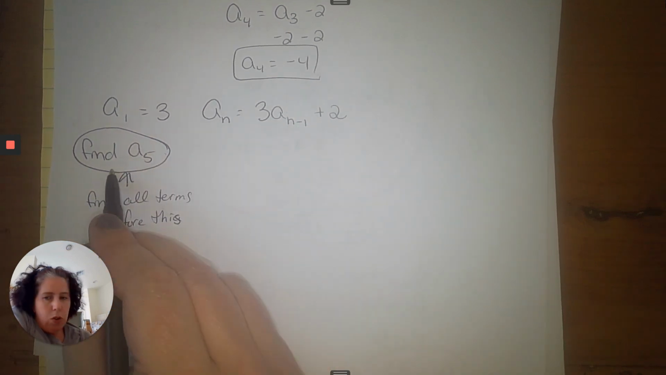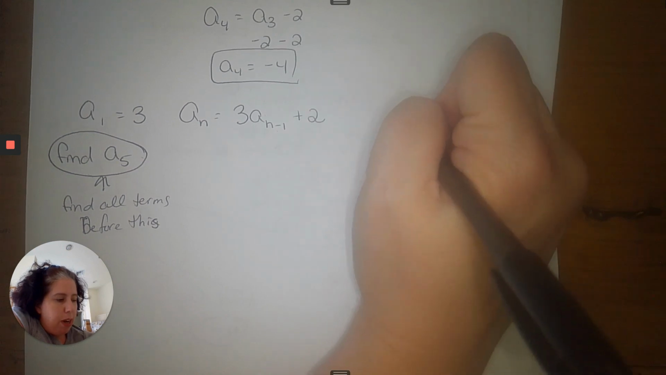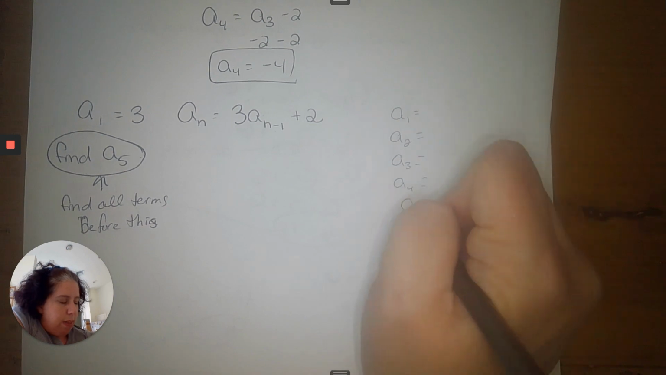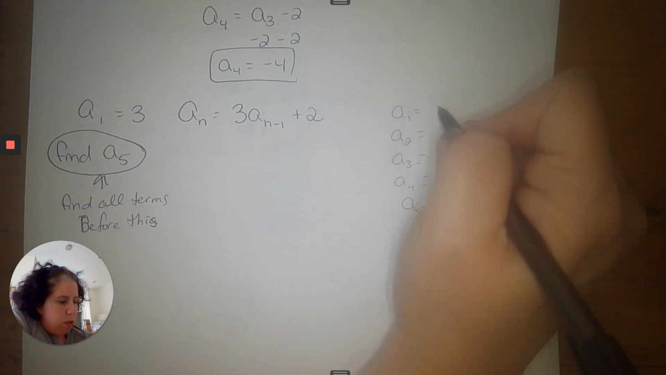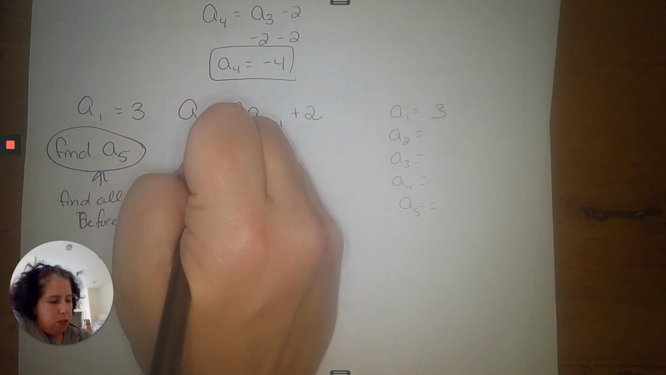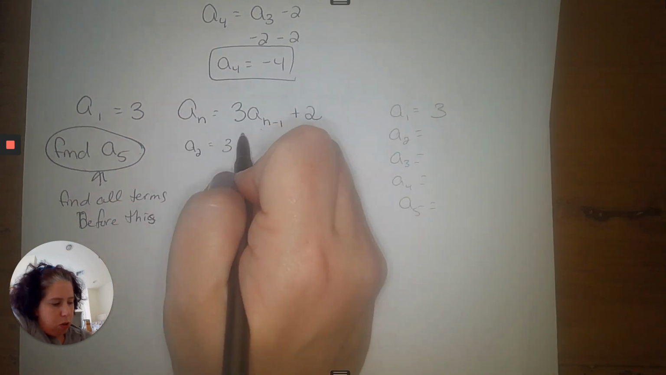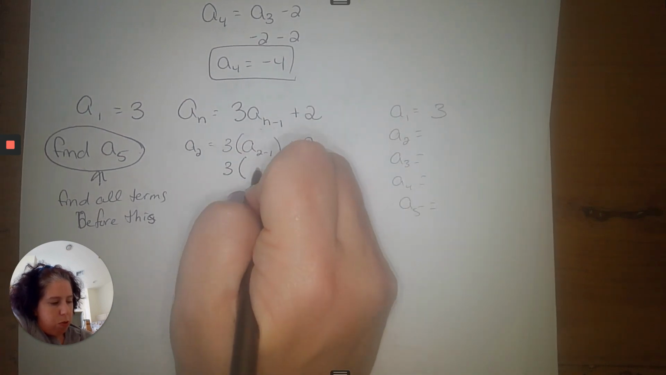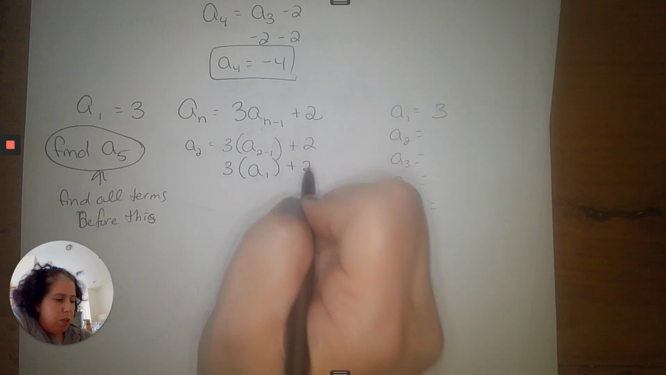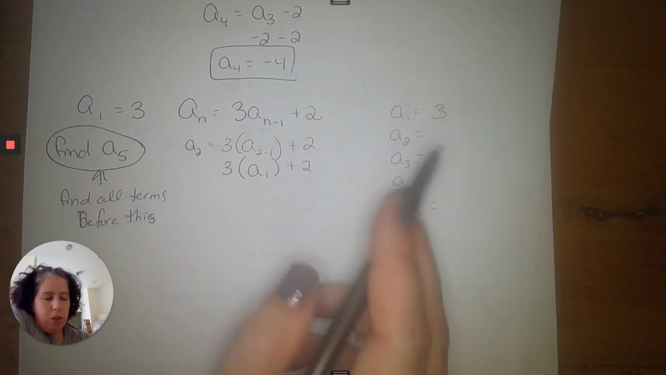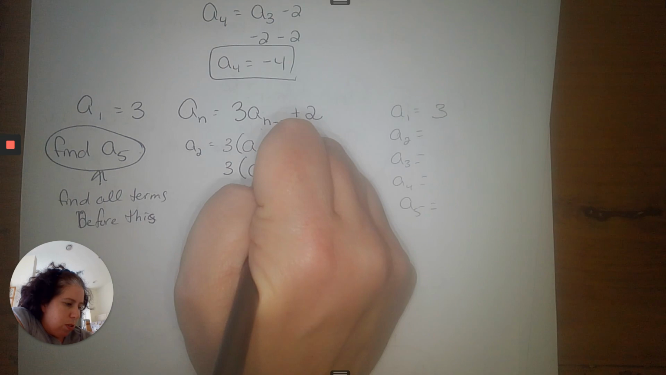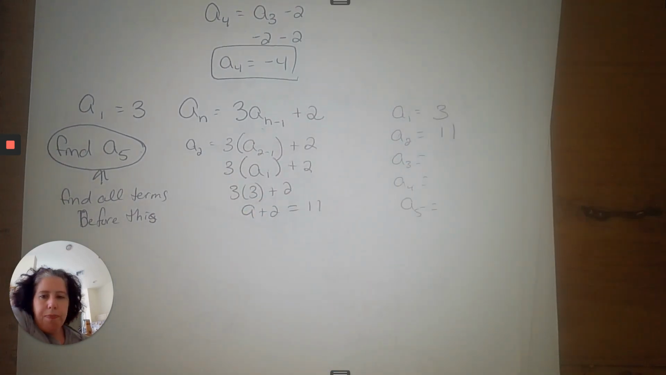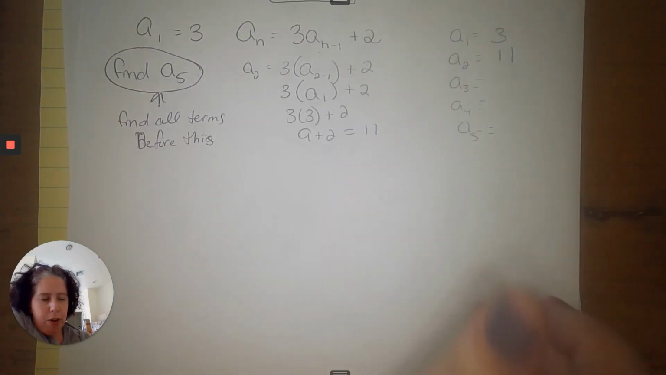Okay, so if I want to find A5, I already know what A1 is, right? I need A2, A3, A sub 4, and then I got A sub 5, right? So A1 is 3. So we're going to plug in, we got to find 2 first. So A2 gives me 3 times A2 minus 1 plus 2, which tells me to do 3 times A1 plus 2. So then you're going to take A1. A1 is 3. So 3 times 3 plus 2 gives me 9 plus 2. So that's 11, right?